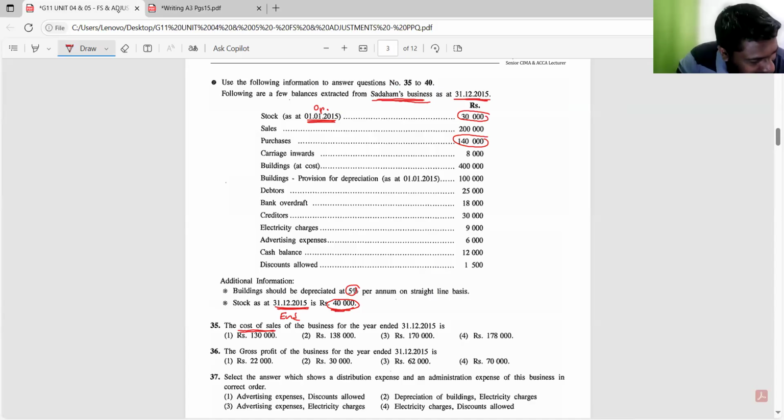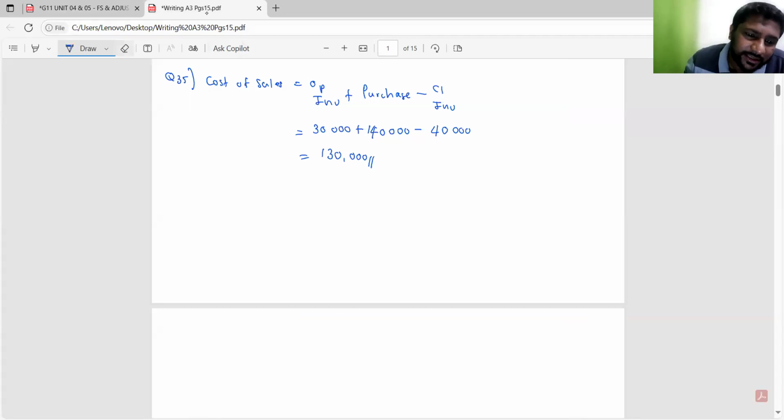So the question that I am asking you now: did I do the calculation properly? This is an area where most of the students have missed in this particular paper. A lot of students miss the carriage inwards. So this is completely wrong.